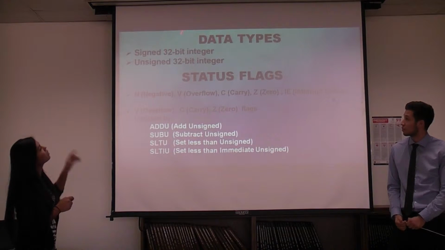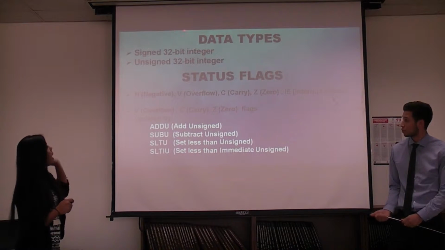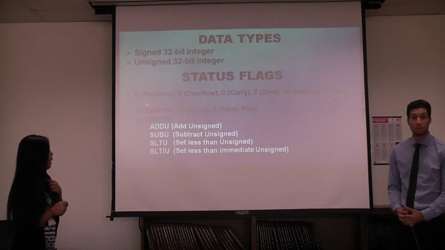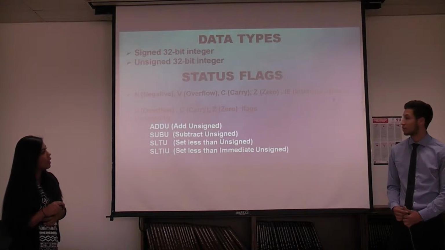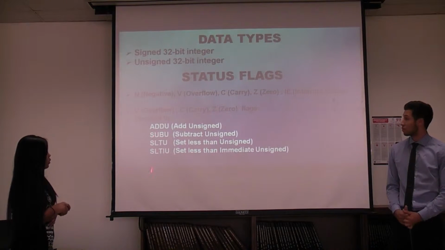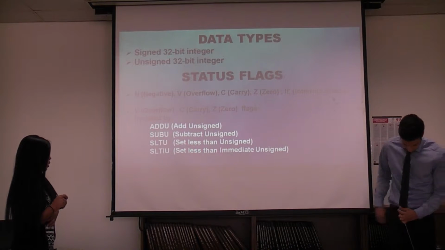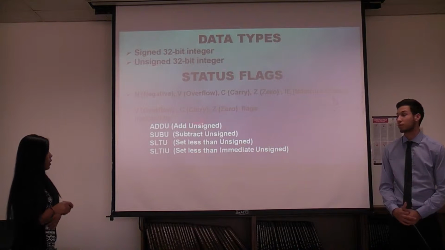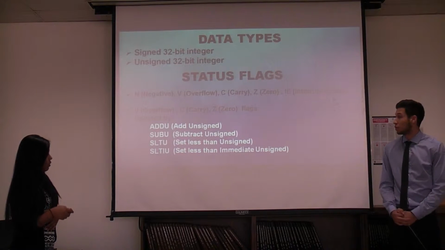Okay, so our data types. We have two, which are our signed 32-bit integer and our unsigned 32-bit integer. Our status flags, we have five: negative, overflow, carry, and zero, and our interrupt enable flag. These instructions are the only ones that update the overflow, carry, and zero flags, and any other arithmetic or logical operation updates the other flags.